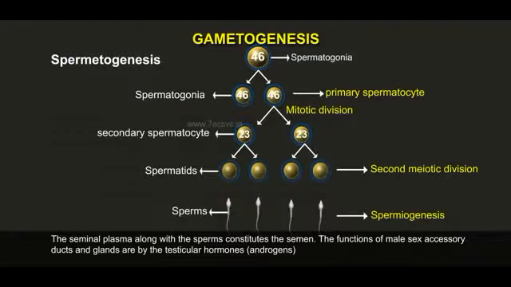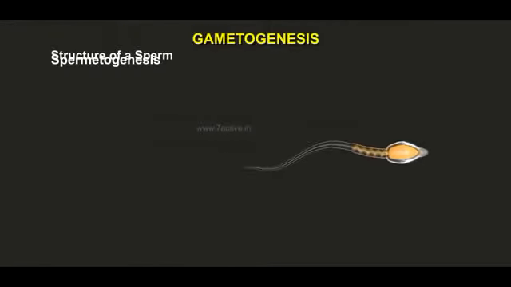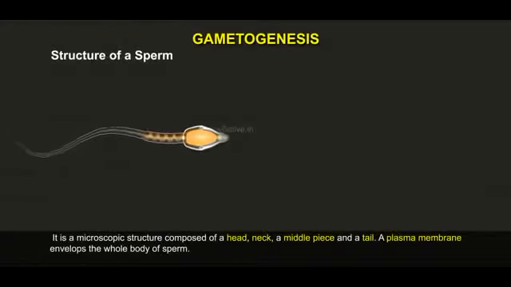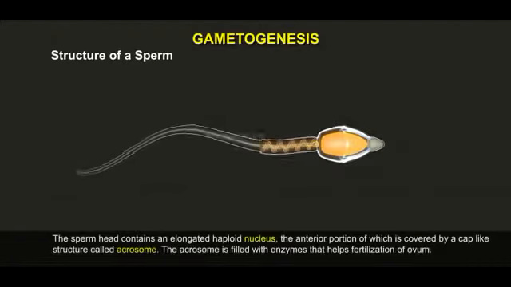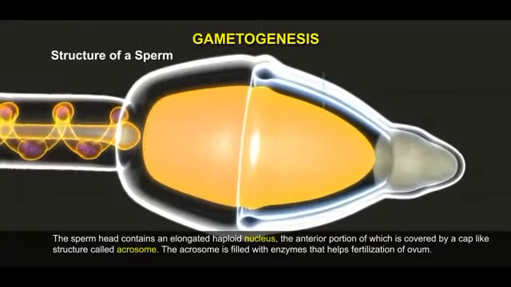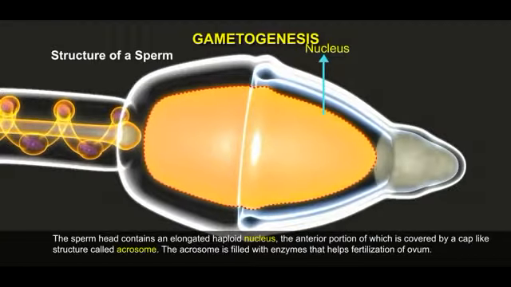The functions of the sex accessory ducts and glands are maintained by the testicular hormones, androgens. Structure of a sperm. It is a microscopic structure composed of a head, a middle piece and a tail. The sperm head contains an elongated haploid nucleus, the anterior portion of which is covered by a cap-like structure called the acrosome. The acrosome is filled with enzymes that help fertilization of the ovum.